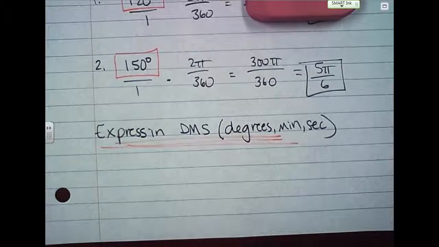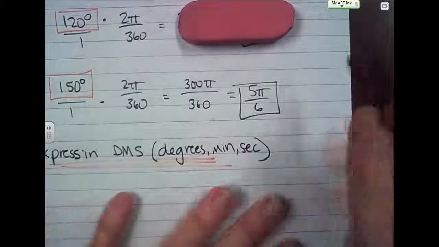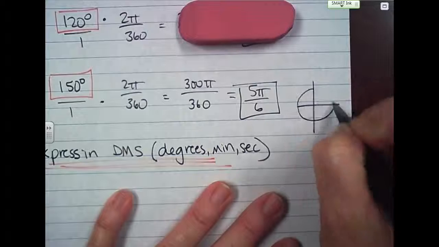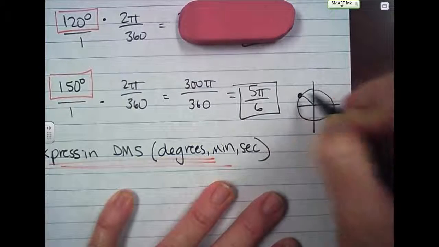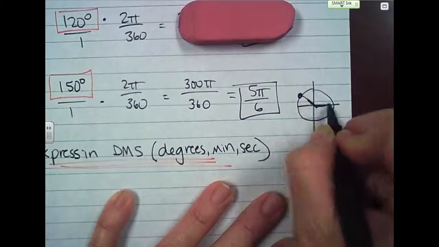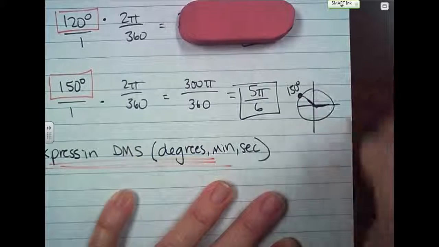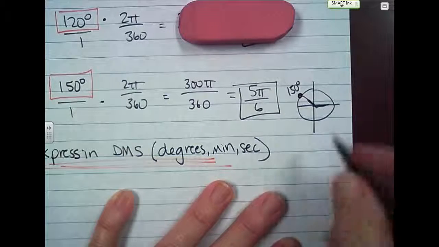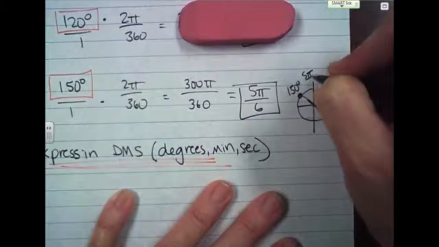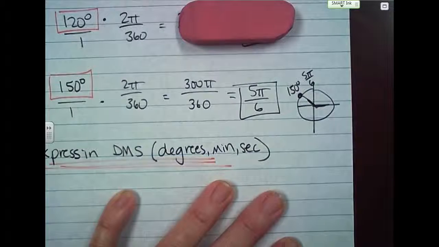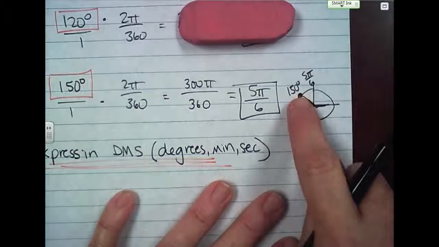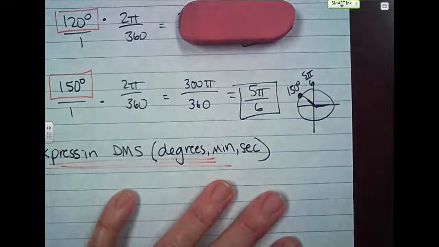Right, now let me talk to you about something really quick. I just showed you 150 degrees. So on my unit circle, this might be a 150 degree angle, right? We can call it 150 degrees. We can call it 5 pi over 6 radians, correct? And that stop right there is called 150 degrees or 5 pi over 6 radians.